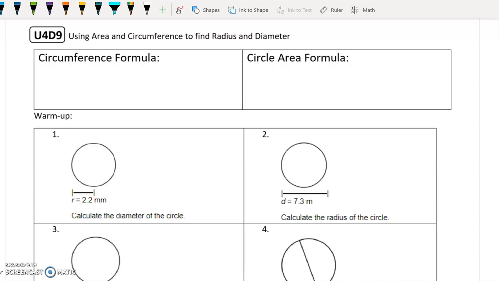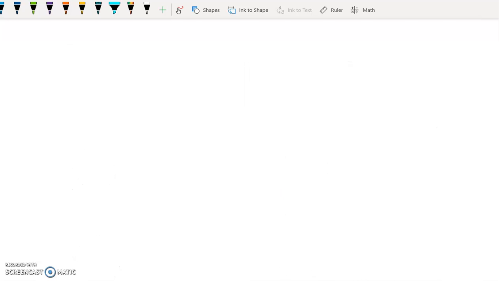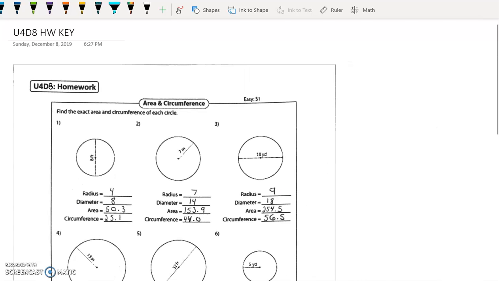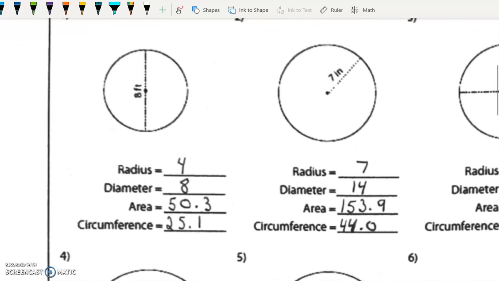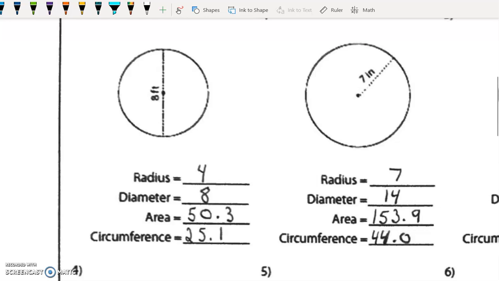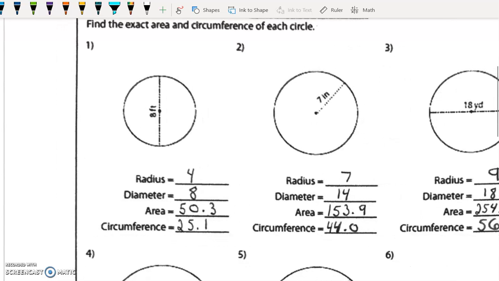So if you recall last night, if you had me as a teacher, this is your homework assignment from last night. If we look at one specific example, and you can pull up the answer key to look at all of them, example number 1, you'll see that you list the radius, diameter, and that allows you to then find the area and circumference. In order to do this worksheet, you had to have two main formulas, the formula for circumference and the formula for area of a circle.